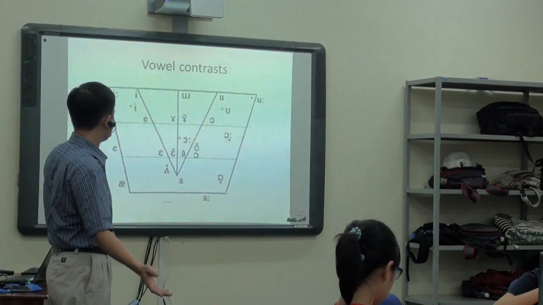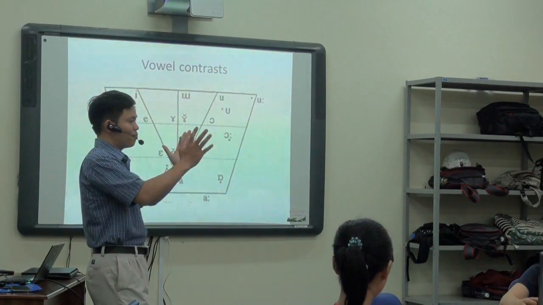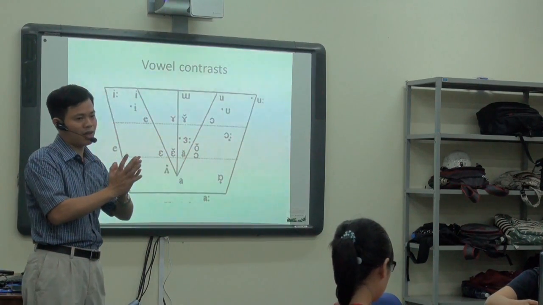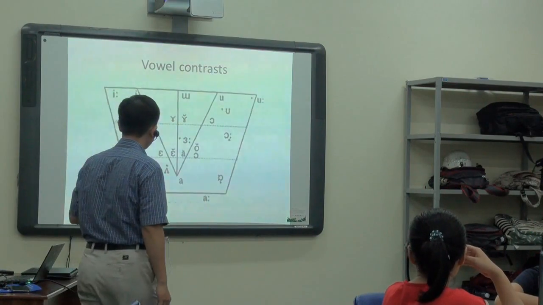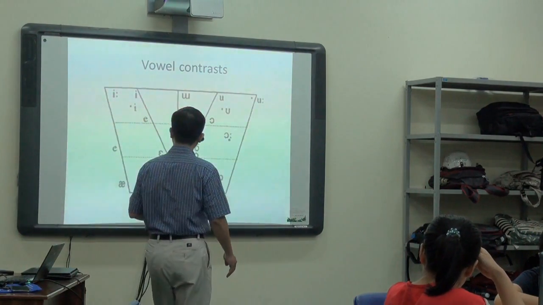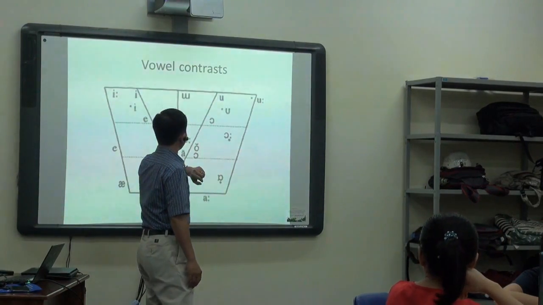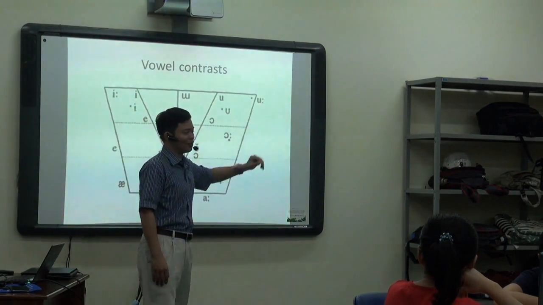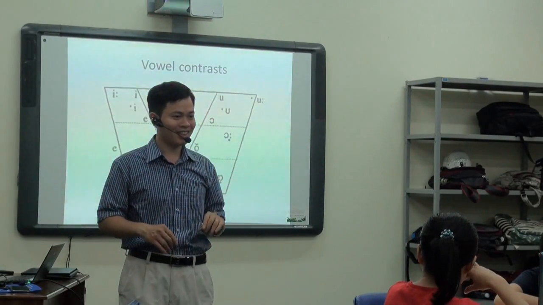Now, in the final step, we put the two vowel tracks onto each other, and you can see that E in Vietnamese is different from E in English. O in Vietnamese is different from O in English, even though they are represented by the same letter. You see?